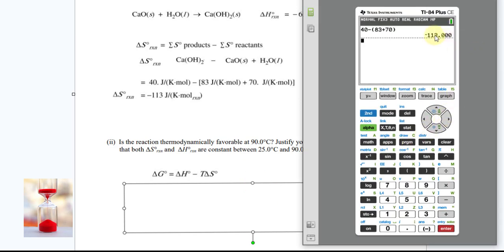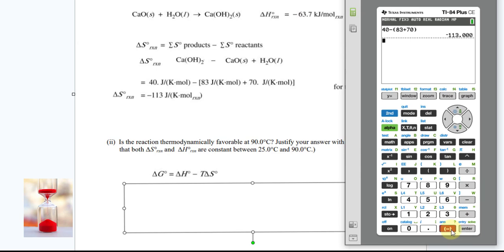And I already have that last answer in. I have, in addition to that, delta H. So that's a negative 6322.7. Now this is kilojoules, so you're going to have to take that into account if you're going to be adding enthalpy, which is in joules. Put in my subtraction sign.